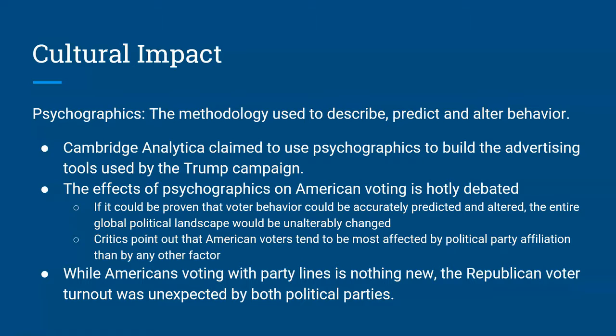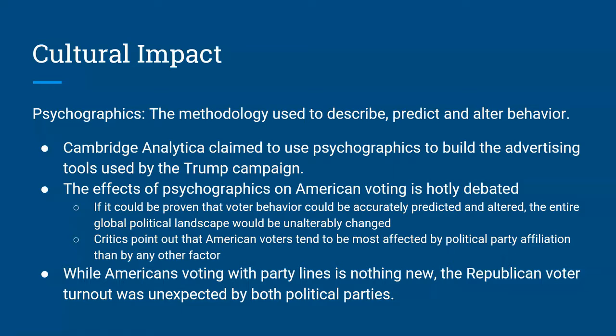The effects of psychographics on American voting is still hotly debated. If it could be proven that voter behavior could be accurately predicted and altered, the entire global political landscape would be unalterably changed. Critics point out that American voters tend to be more affected by political party affiliation than by any other factor. And while Americans voting along party lines is nothing new, the Republican voter turnout was unexpected by both parties.